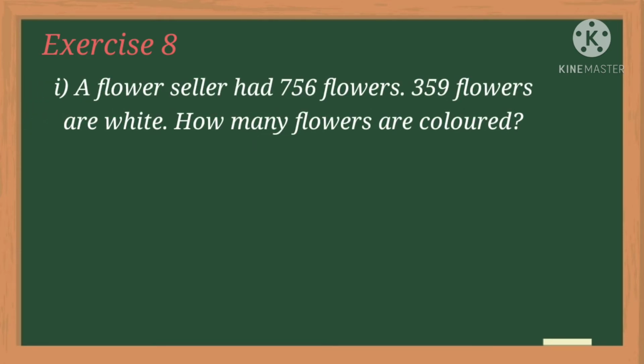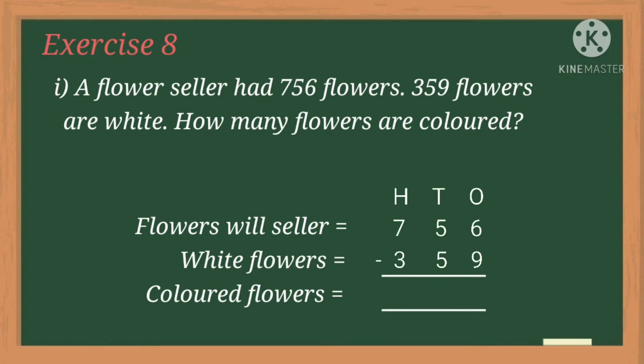Let's solve a story sum. A flower seller had 756 flowers. 359 flowers are white. How many are colored? Right? Now taking the borrow and subtracting. How many colored flowers will be there? 397 colored flowers are there.